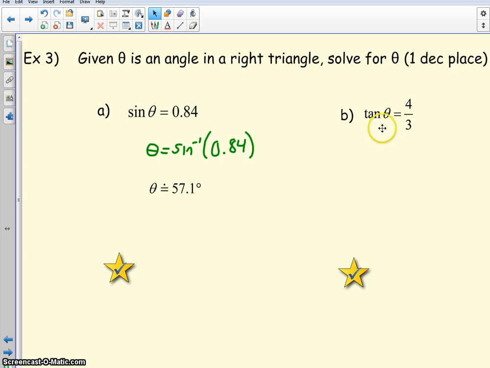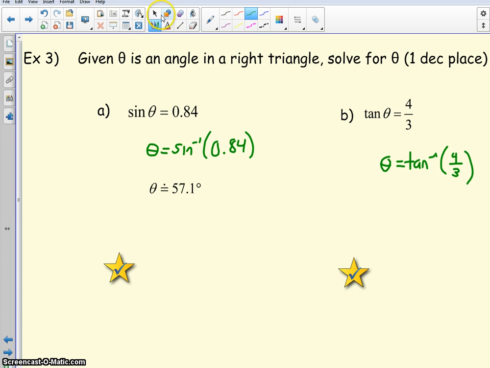Okay, trying the next one over here. We're being told that the ratio, this is tan, so the ratio is between opposite and adjacent. The ratio is 4 over 3. So using, in this case, the tan inverse, theta will be the tan inverse of 4 over 3. Okay, run that through your calculator, and you should get an angle of about 53.1.